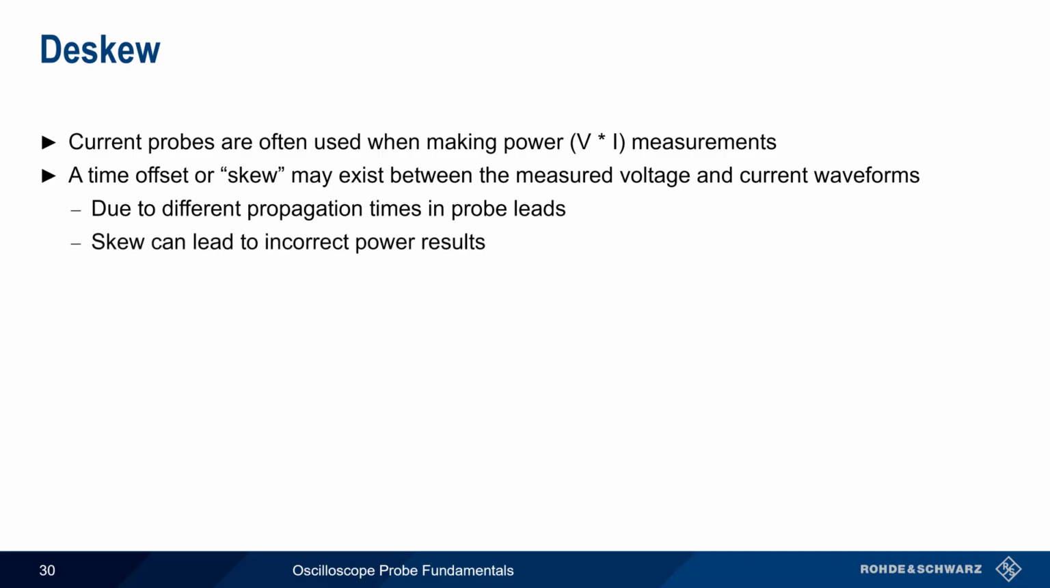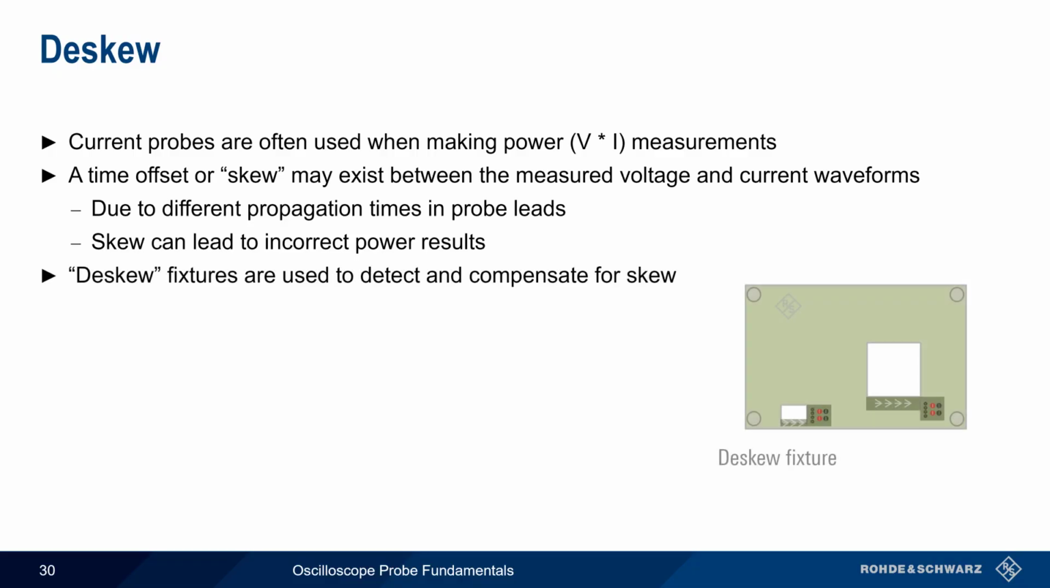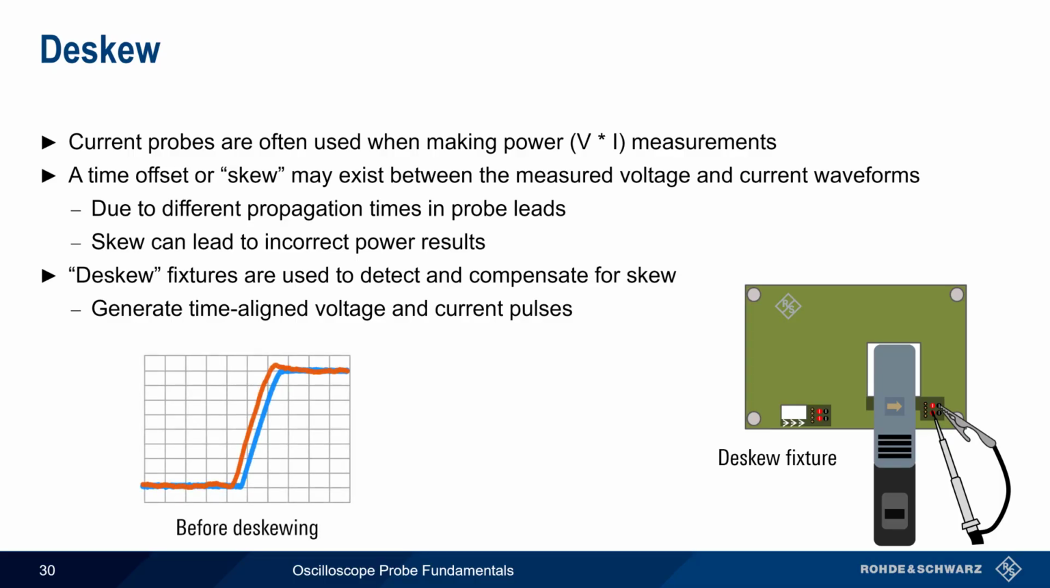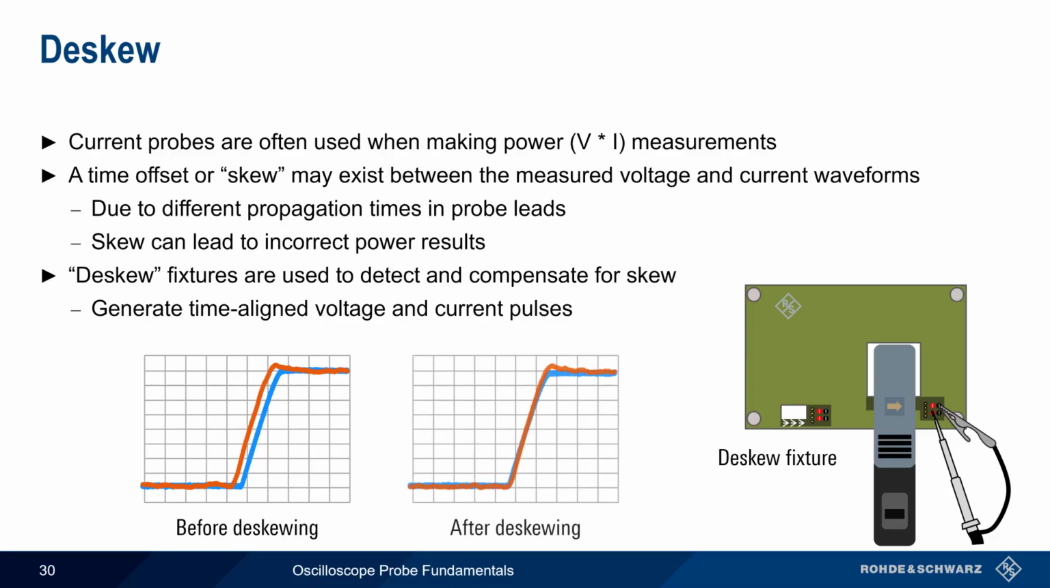Special deskew fixtures are used to detect and compensate for skew by generating time-aligned voltage and current pulses. These pulses are simultaneously measured by attached current and voltage probes. If these test waveforms are skewed, an appropriate deskew or time offset value can be entered on the scope to bring the current and voltage waveforms back into phase and improve the accuracy of power measurements.